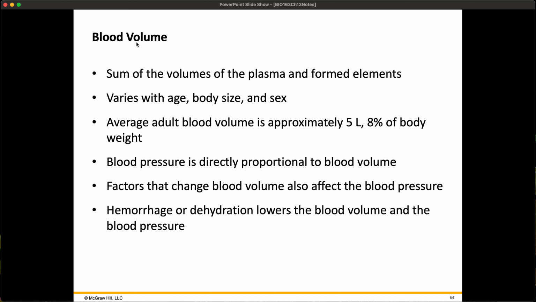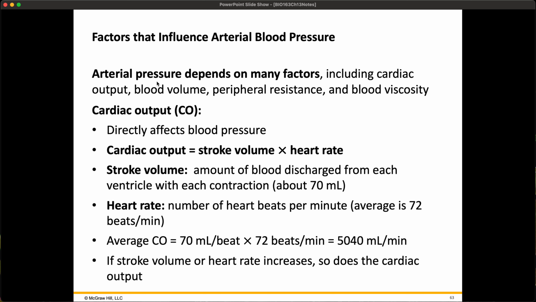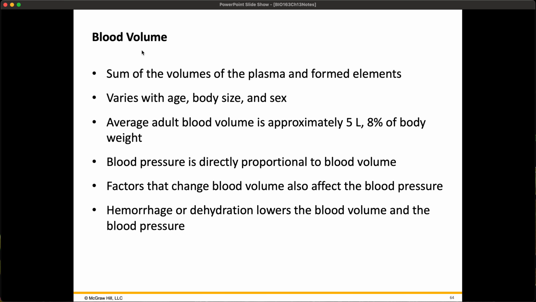So let's look at blood volume. So we said that your arterial pressure, blood pressure, depends on cardiac output, blood volume, peripheral resistance, and blood viscosity. So blood volume is going to affect your pressure. The higher your blood volume, the higher your blood pressure. Very straightforward. These are directly related. Increased blood volume, increased blood pressure.